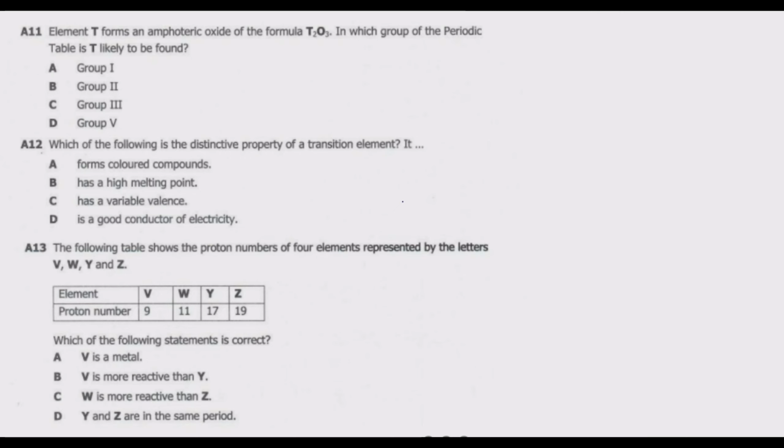Let us look at question 11. Element T forms an amphoteric oxide of the formula T subscript 2 O subscript 3. In which group of the periodic table is T likely to be found? For us to know the group in which T is likely to be found, we need to know the valence number. Remember, when you are coming up with the chemical formula, what you do is cross over the valence numbers. So now for this one, we need to work backward.